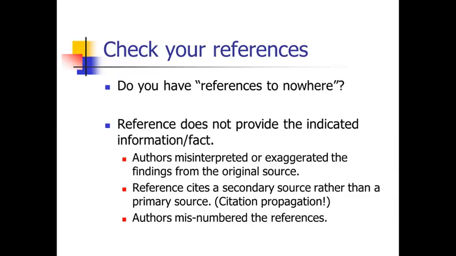So there are a number of reasons this might happen. Oftentimes authors will misinterpret or exaggerate the findings from the original source. If you go back to the original reference, it turns out that they were selective in the information they chose to cite in their paper, or they're referencing a paper to back up a particular statement, and that statement is not exactly supported by the original reference. It might be supported in some roundabout way, but not directly. So oftentimes those sources really don't back up the statement that the authors are writing in their paper where they're citing the source.